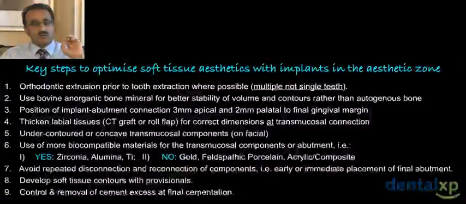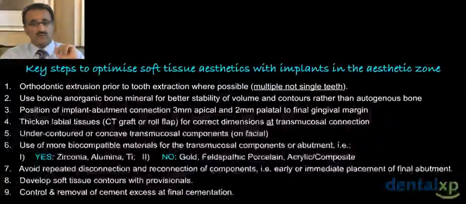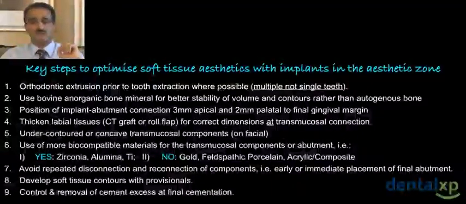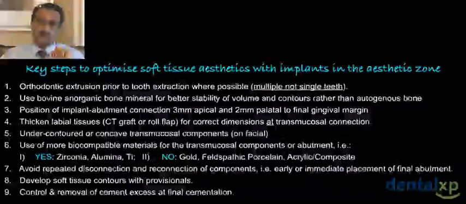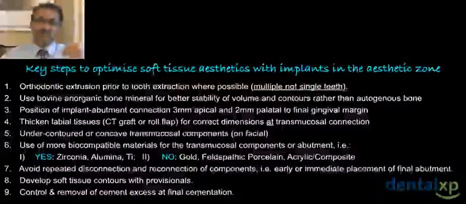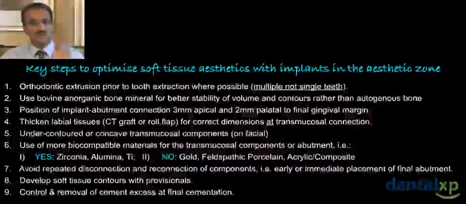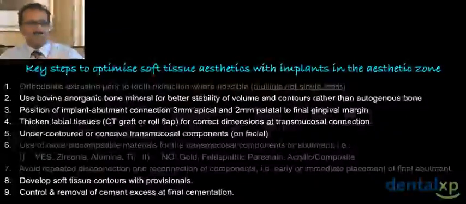For bone maintenance and volume, of course, the inorganic bone mineral, the correct position of the implant, the soft tissue thickness that we've discussed, the right shape of our components, the materials may play an important role, early placement of the abutment, developing the soft tissue contours and taking our final impression of the abutment in situ, and controlling our cement excess. And as we've said before, these are probably the key ones, these 6.